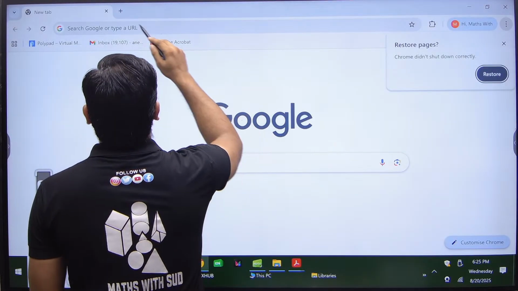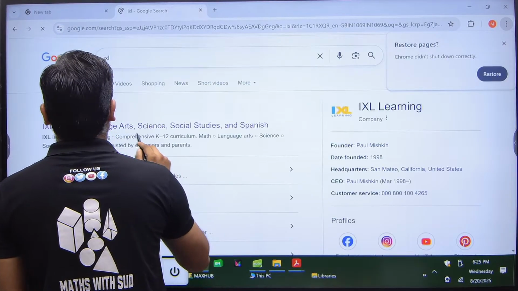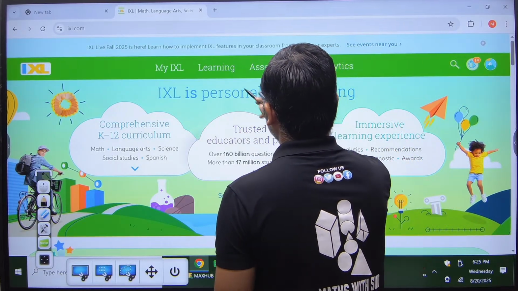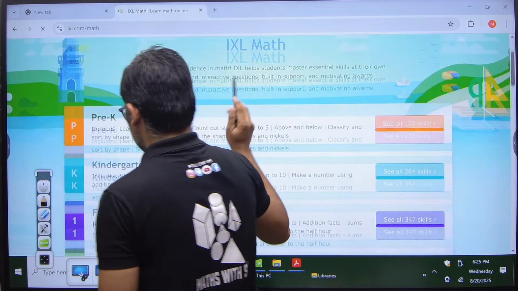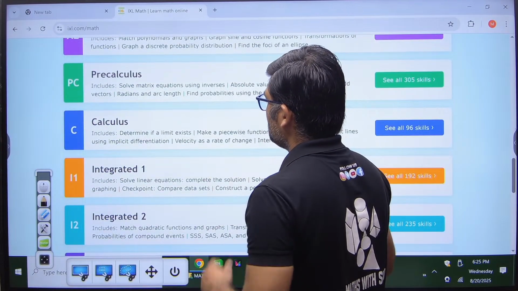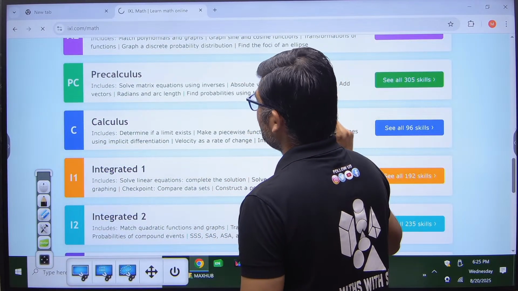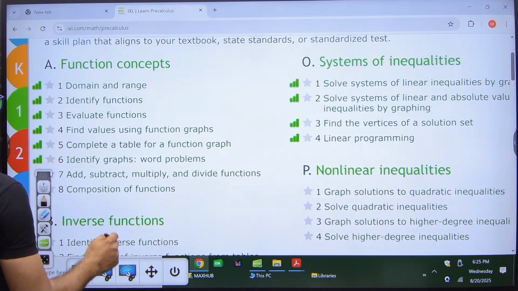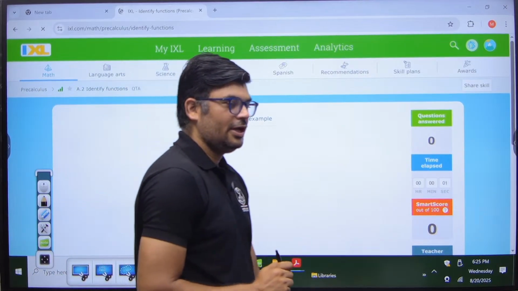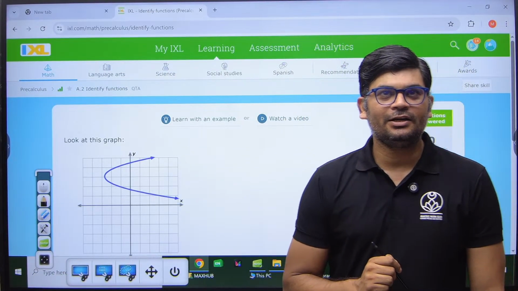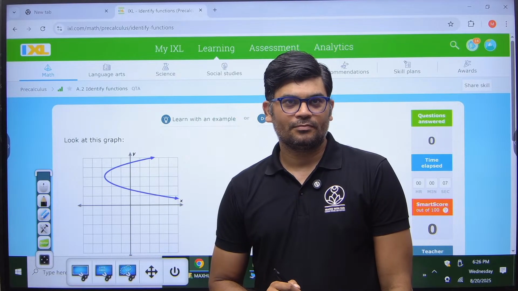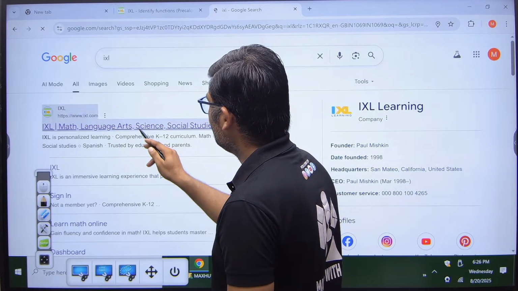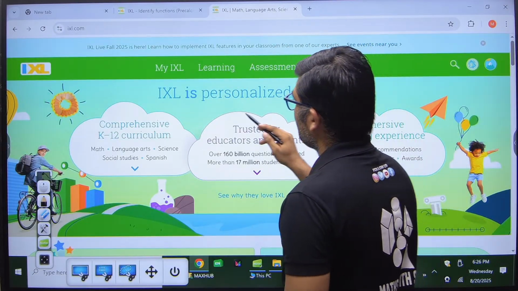Meanwhile, I want both of you to log in to IXL as well. Come to pre-calculus, and let us start with identifying functions, A2. First I will tell you how to do the sheet and how to find whether a particular thing is a function.